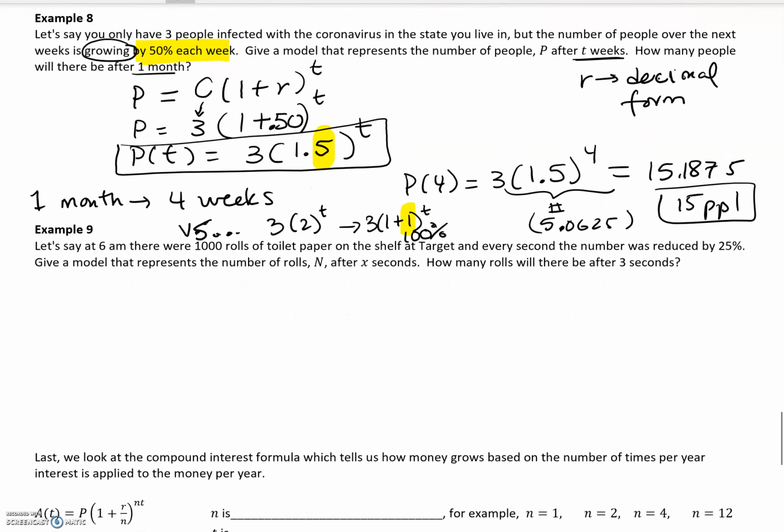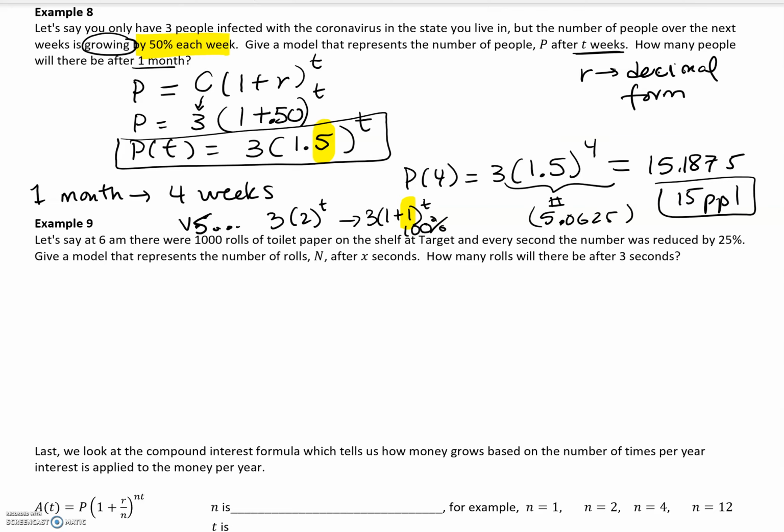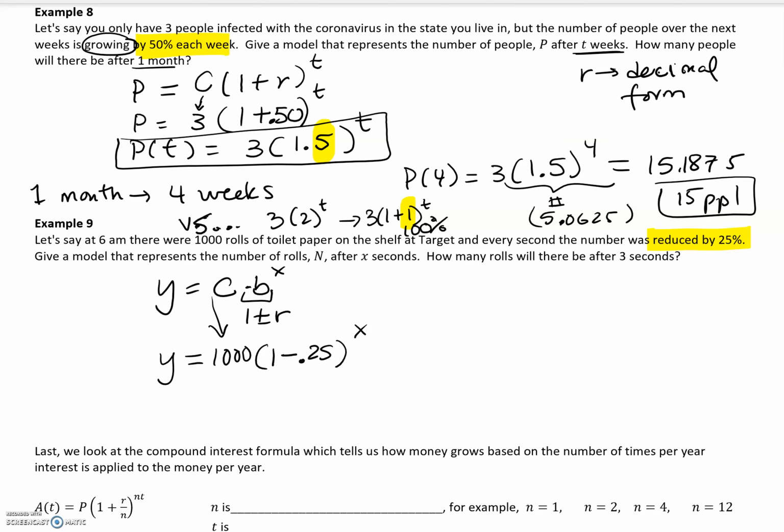Let's go look at the same problem with the toilet paper issue, where we had 1,000 rolls to begin with at Target, and every second, in this case, it's being reduced by 25%. Give a model that represents the number of rolls after x seconds. So we've got y is equal to c b to the x, but in this case, since they're giving me a percentage, I'm going to use 1 plus r or 1 minus r. I started with 1,000 rolls, and since I'm reducing 25%, I'm going to do 1 minus 25% to the x.